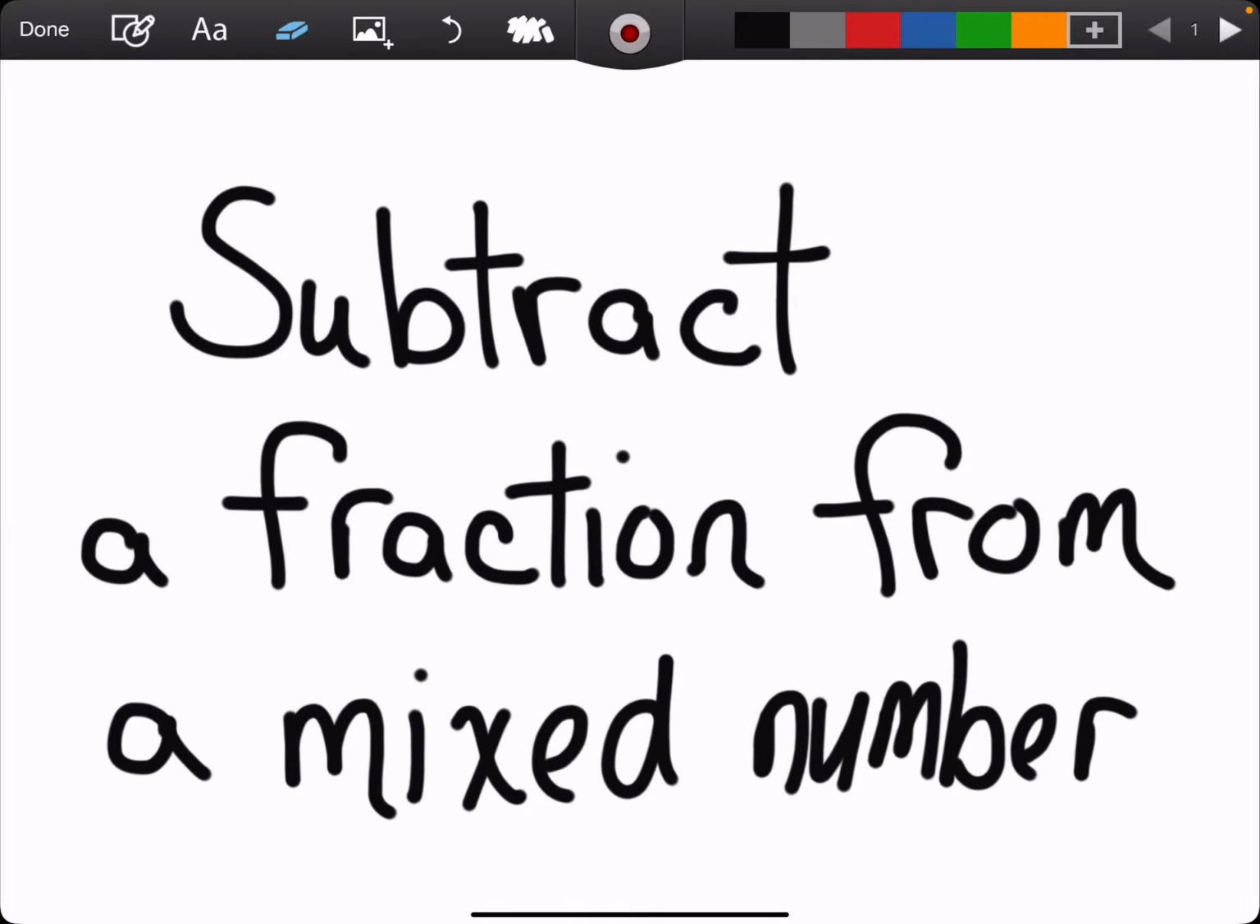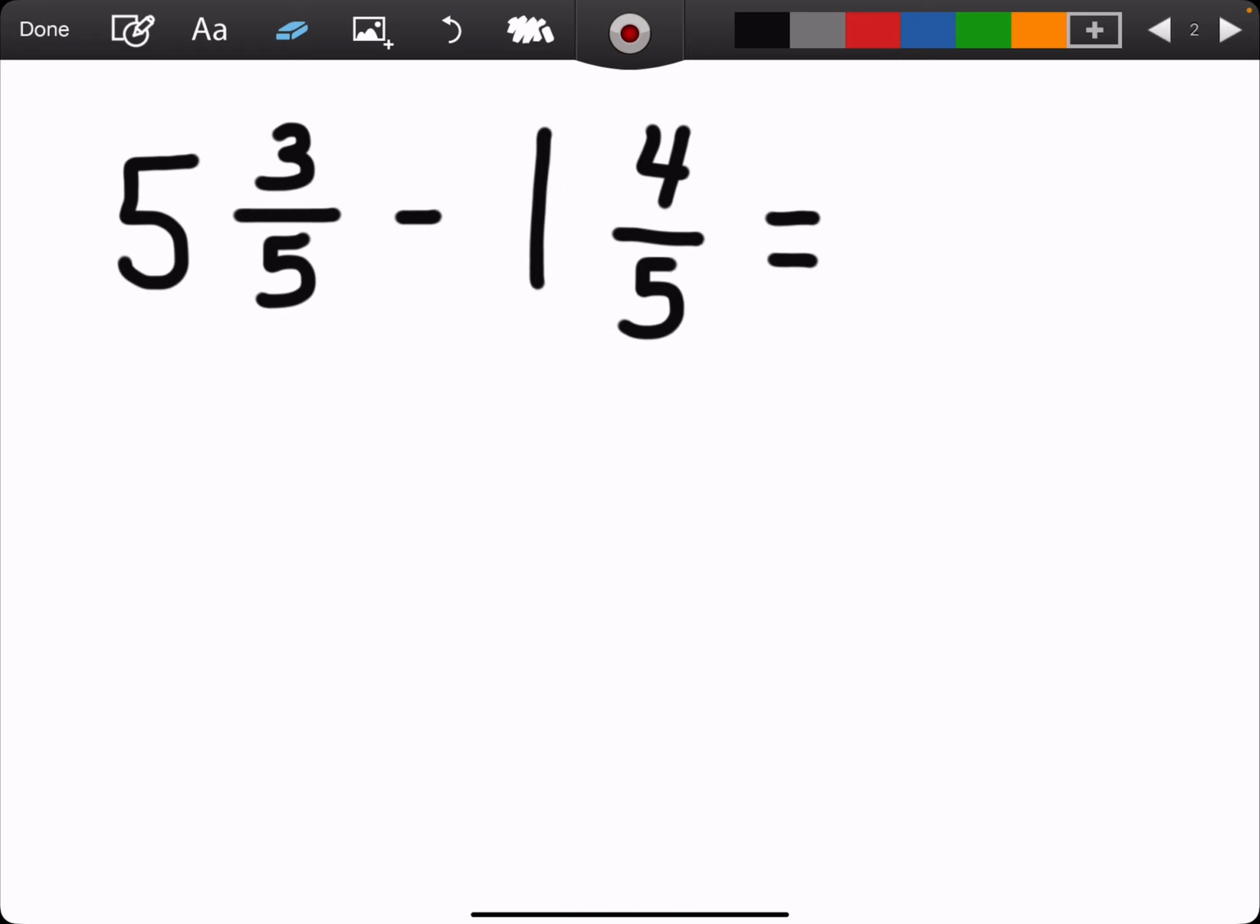Okay, so I'm going to make this video on subtracting a fraction from a mixed number. When we subtract a fraction from a mixed number, it's going to look like this. 5 3/5 is our mixed number, and I'm going to subtract 1 4/5. Okay? So I'm going to start with a problem that looks just like this.